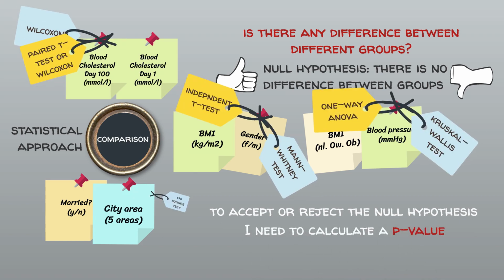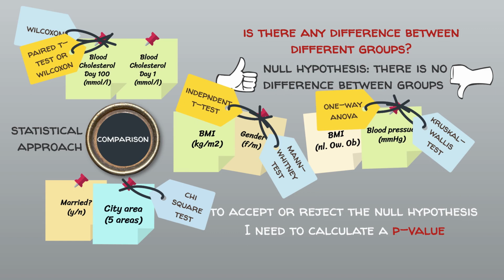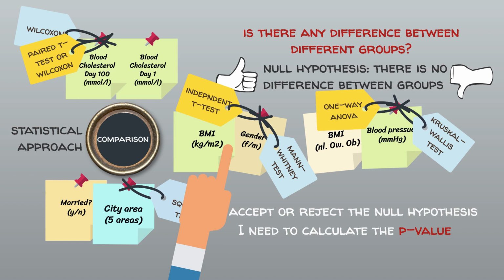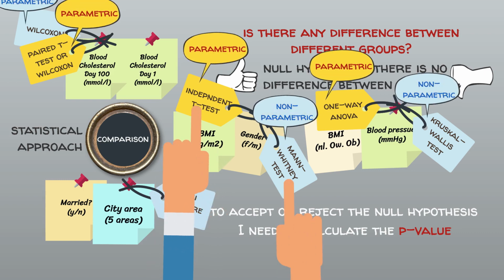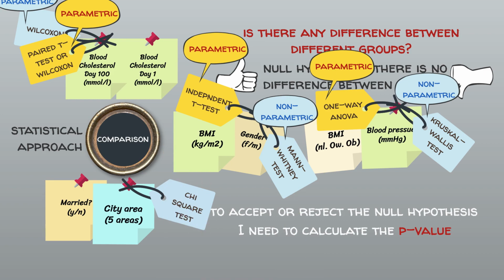And for every type of comparison, different statistical tests are used to calculate the p-value. As you can see here, some comparisons have 2 test options, one parametric and one non-parametric. In parametric tests, we compare the means, and in non-parametric, the medians.